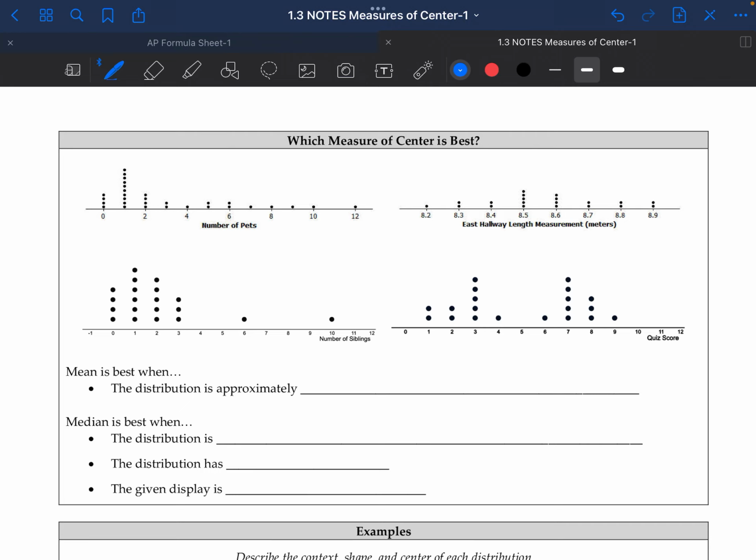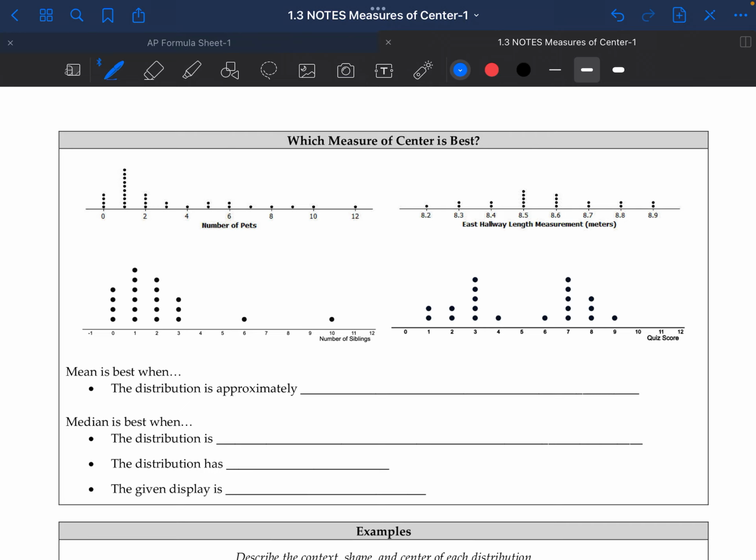So I'd like you to pause and take a look at the 4 dot plots that I've shown here. And I'd like you to think about what number is a typical value for these 4 different distributions. We've got pets, number of siblings, measurements of a hallway, and quiz scores. As you look at each one of those, you would say, typically the number of pets is this. I'd just like you to think about that for a little bit. So go ahead.